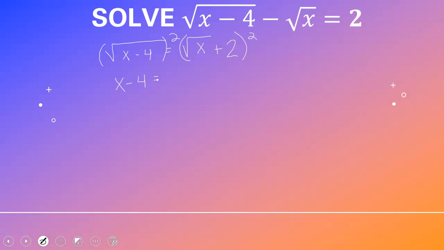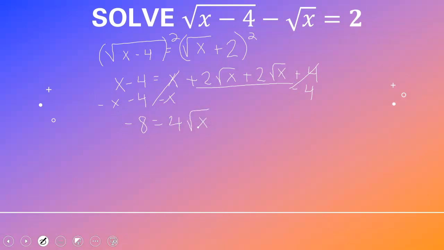And that square root of x plus 2 gets FOILed. So your first is x, your outer is 2 square roots of x, your inner is 2 square roots of x, and your last becomes 4. Moving x's and 4 to the left, combining my 2 square roots of x, we get negative 8 equals 4 square roots of x.